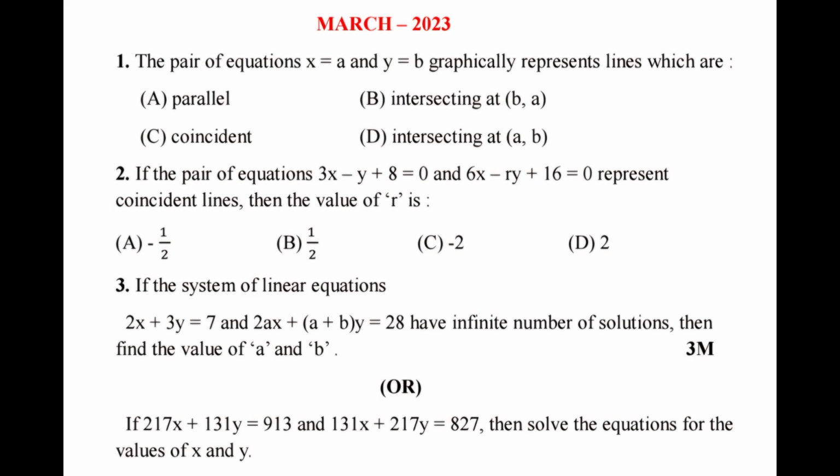Second question, here the lines are coincident. You can compare the given equation with a1x plus b1y plus c1. You can take a1 by a2 is equal to b1 by b2 is equal to c1 by c2 concept, and find the value of r. Third question, even here the question is about infinitely many solutions. The condition is a1 by a2 is equal to b1 by b2 is equal to c1 by c2. If you observe the second and third questions, both are the same concept, infinitely many solutions or coincident lines.